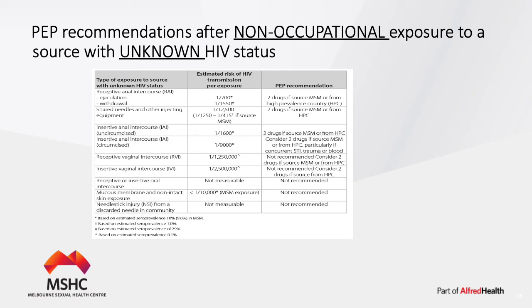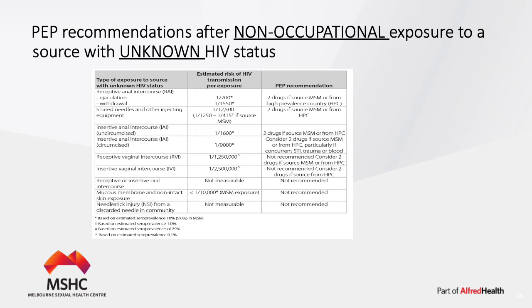Okay, so basically, if someone is insertive, that means a heterosexual man is inserting his circumcised penis into someone's vagina, and that person may or may not have HIV, you actually do not need to use PEP. Okay, we only really use PEP for insertive anal intercourse if the source is a man who has sex with men, so bisexual men or gay men, or they're from a high prevalence country like Africa, Southeast Asia.